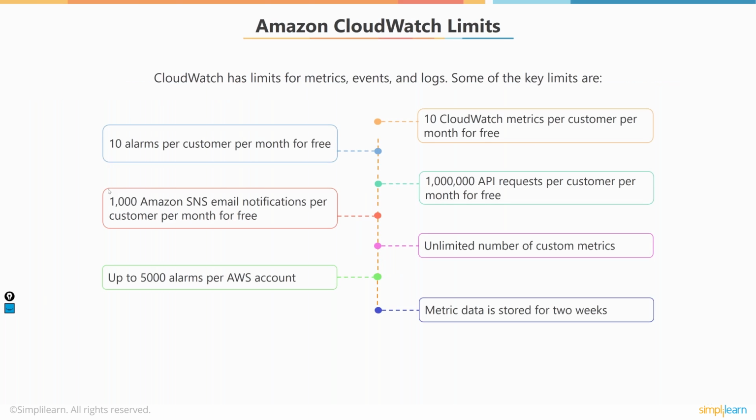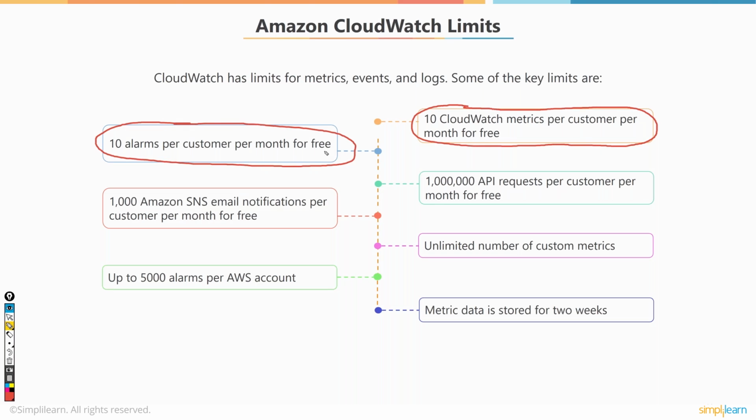Okay. There are a few limits you need to remember. You can have up to 10 CloudWatch metrics per customer per month for free. Anything above that, and they will charge you a very small amount of money, so little that quite likely you can treat it almost as free. 10 alarms per customer per month are free. That's important to remember as well. That's in a free tier that they want to encourage everyone to start using and testing.